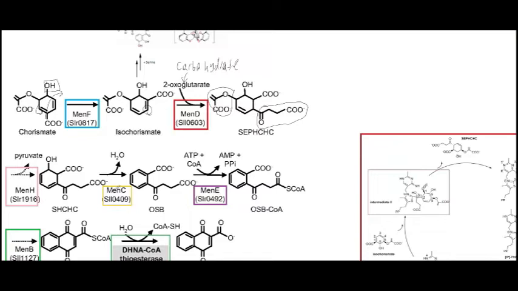Then the MenC is actually removing this hydroxyl group here from this carbon and generating the aromaticity of this six-member ring here. Then the MenE we can see is just adding this CoA here, which is coenzyme A, and we'll look at the structure there. And they've always, well, not always, but often put an S there because it's actually bonding using a sulfur atom in this coenzyme A molecule.